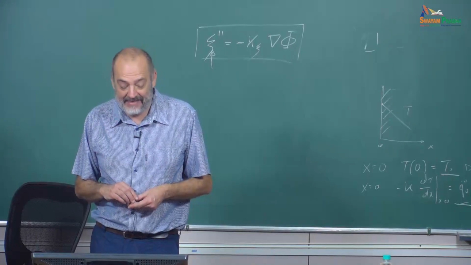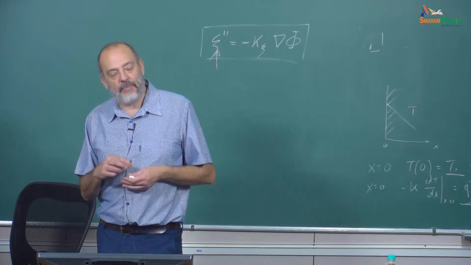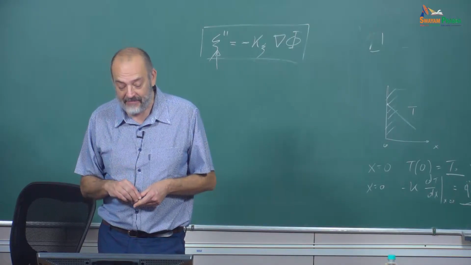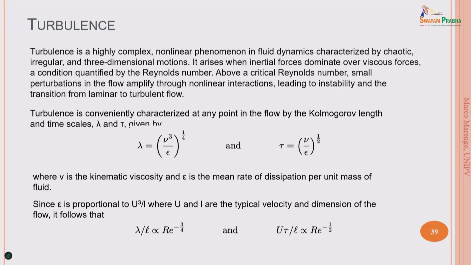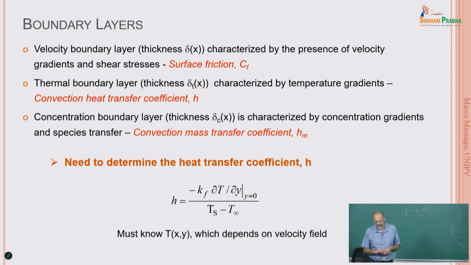again, simplifications, saying that lambda divided by a length is in fact proportional to the Reynolds number that we saw before, to the power minus 0.75, so 3/4. And in terms of time, the mean velocity of the flow multiplied by the turbulence time scale, divided by this length, is in fact proportional to 1 over the square root of Reynolds. So this is not too bad, but still very complex, but I'm not entering in this field.